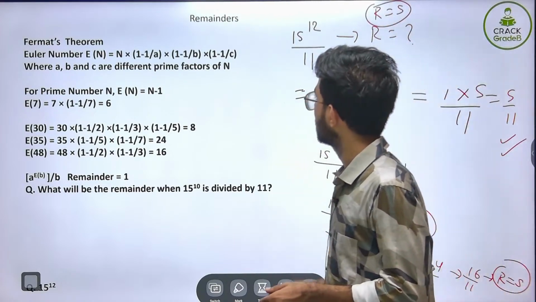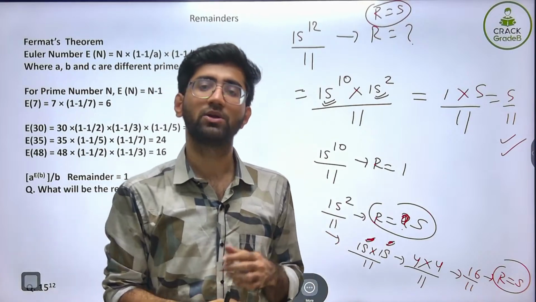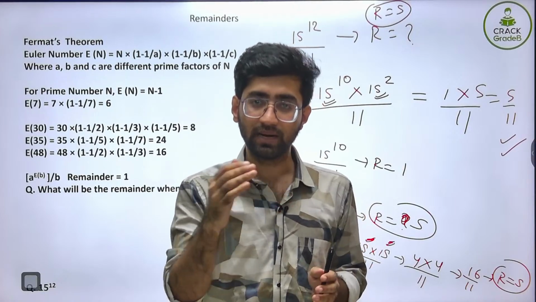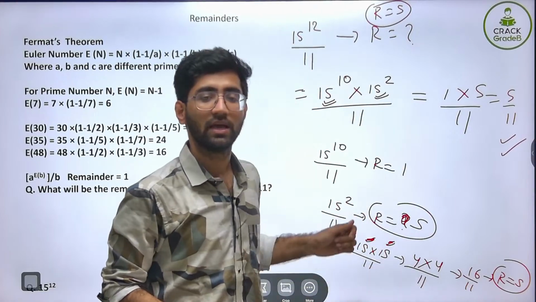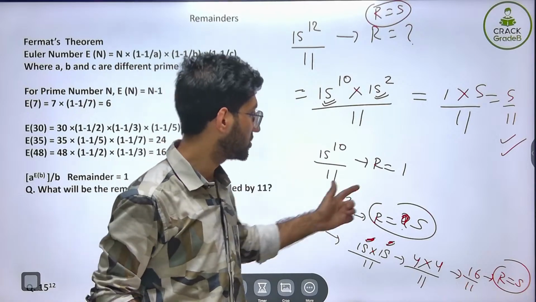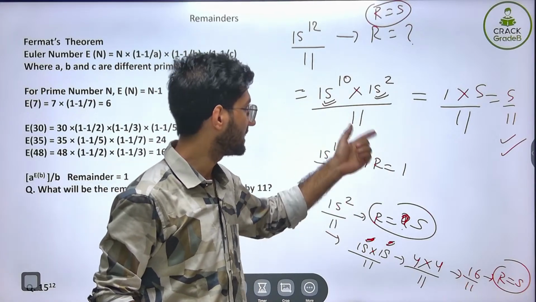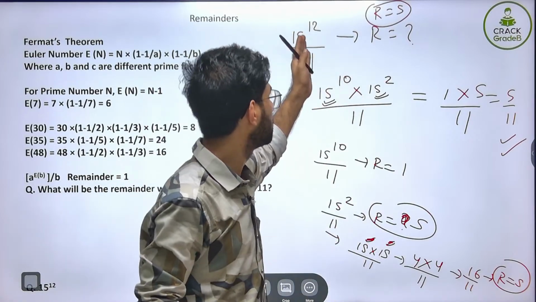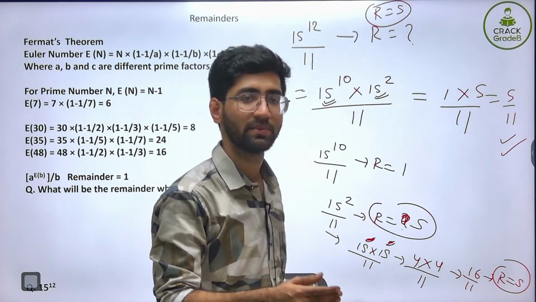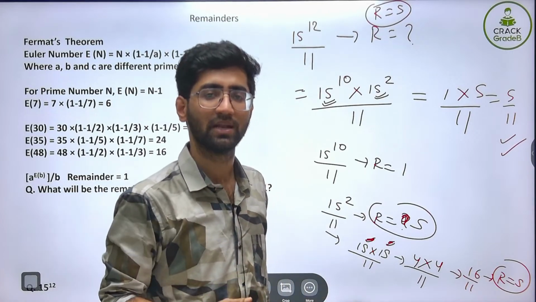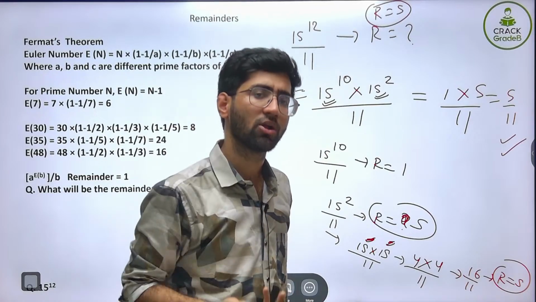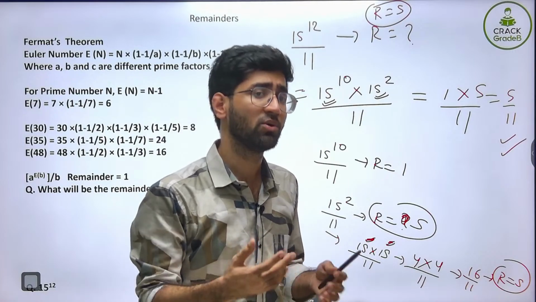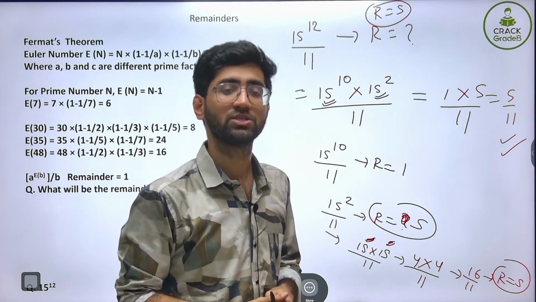So how did we solve this question? We wrote 15 to the power 12 as 15 to the power 10 into 15 to the power 2. Then we divided those both numbers separately. And we applied Fermat's theorem to find the remainder 1 quickly. See, you can follow the simple approach. We have learned earlier that if we have to find the remainder when 15 to the power 12 is divided by 11, you can follow that remainder of powers concept also. But since we have learned Fermat's theorem for now, why not use that theorem to solve these questions quickly?